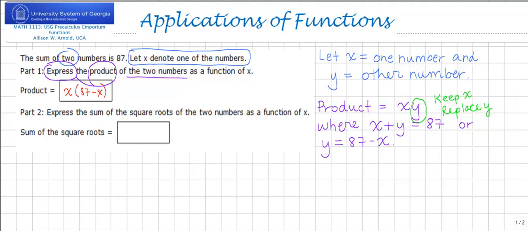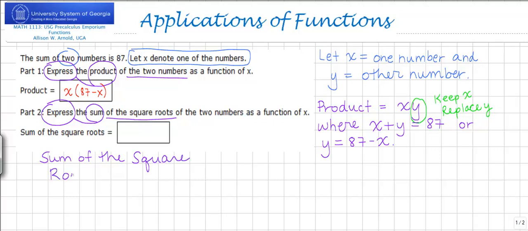Okay, similarly in part 2, here's that word express again. What does it modify? The sum. Okay, the sum of what? The square roots of the two numbers as a function of x. So before we worry about the total answer, just think about, what do we mean by the sum of the square roots of the two numbers? Well, the two numbers are x and y, so we would have the square root of x plus the square root of y.